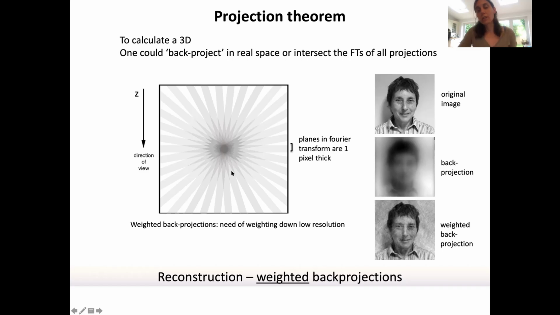So we need to weight this to obtain a back projection where all the frequency components have a fair representation. So that is what weighted back projection is. It doesn't have to be applied in Fourier space. It can be done in real space, but it's better understood in Fourier space, I think.